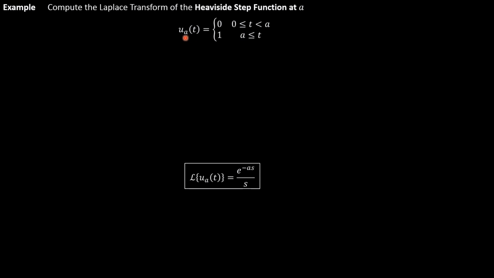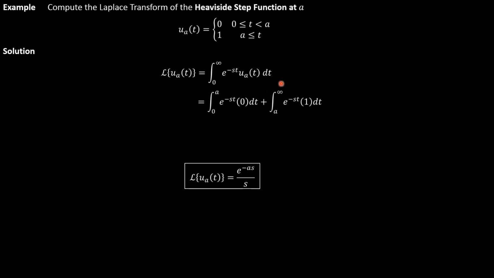You take a number a, like 3 for example, and you define a function. It does something really simple. It's just 0 for all of time, but then it jumps up to 1 after t is greater than or equal to a. So if you want to compute the Laplace transform of this function, you are integrating it from 0 to infinity against e to the minus st as usual. But then you break the integral into two parts, one for t from 0 to a, and the other integral for t from a to infinity.